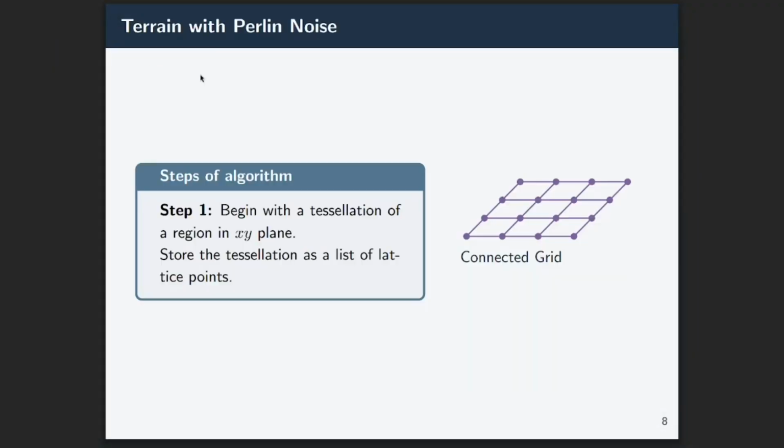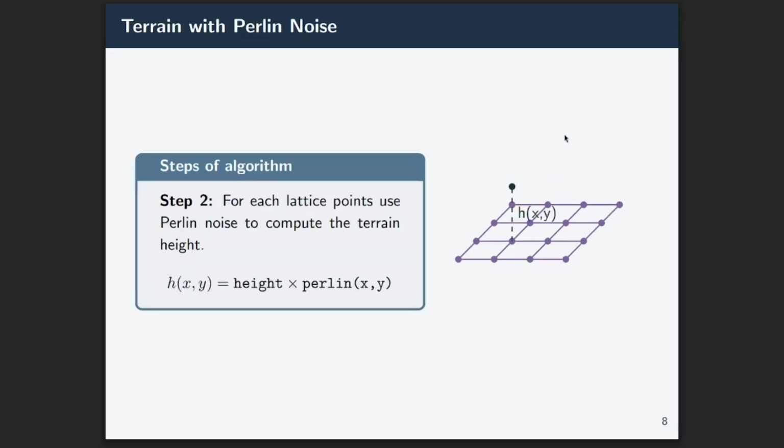So now comes the more interesting terrain, a 3D terrain generated with Perlin noise. Any noise would do, but we have implemented ours with Perlin noise. The idea is you begin a tessellation in the XY plane, and you can store the tessellation as a list of lattice points, the purple points in this diagram. Then you calculate a height value for each point. How do you calculate it? Well, there comes our noise function. The noise function takes these points' coordinates as input and will spit out a value from -1 to 1. You can multiply it with the maximum height to get a height value for each coordinate.